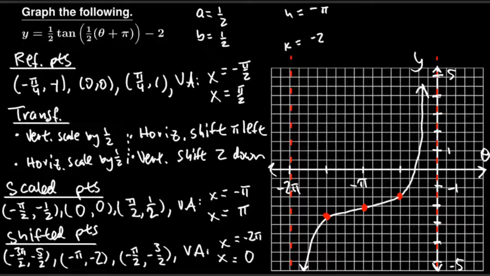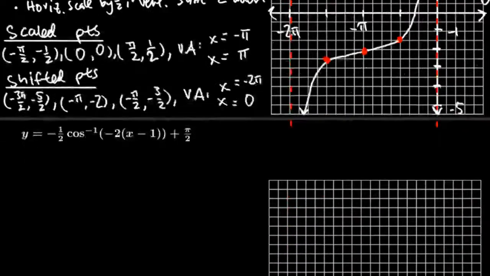Alright, so just in the interest of time, I'm going to just start us on the next one. This is the problem. -1/2 cosine inverse of -2 times x minus 1, all plus pi over 2.